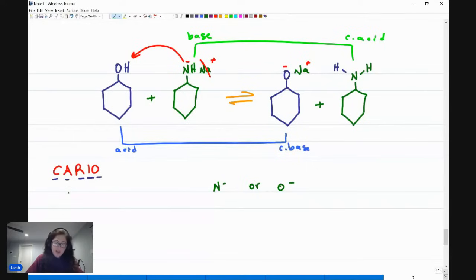Again, CARIO stands for charge. Which one is more positive or negative? Atom, which atom, electronegativity is what I'm looking at, is holding the charge. Resonance, can the charge be stabilized by sharing it between other atoms? Induction, the inductive effect is the nearby group stabilizing. And orbital hybridization is if I'm looking at an sp3, sp2, or sp with regards to that acidic proton.